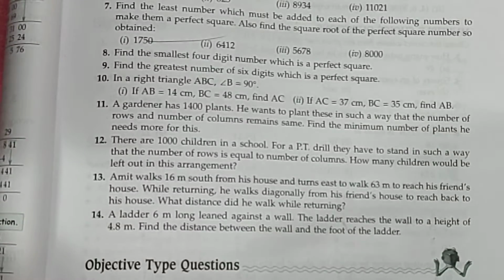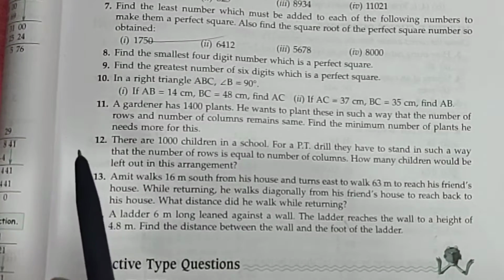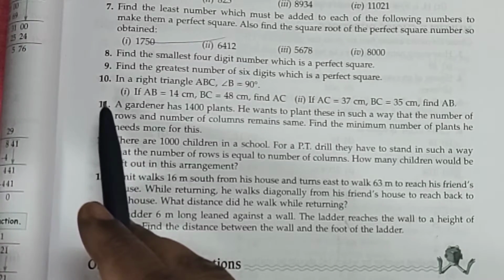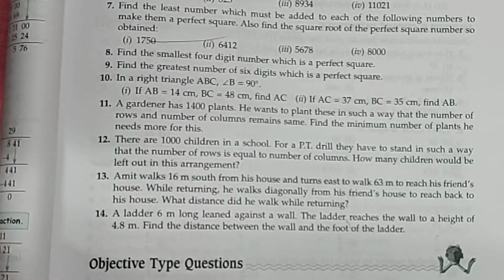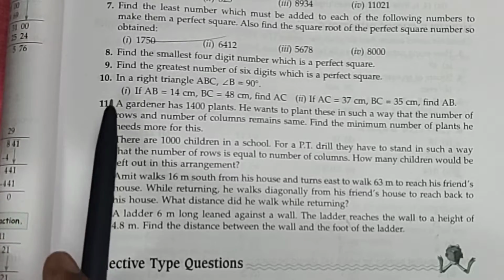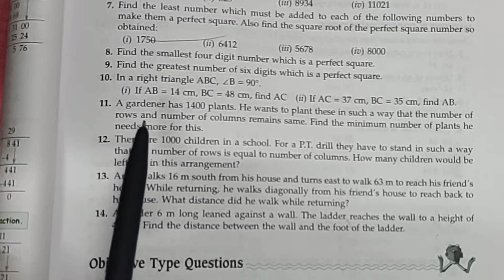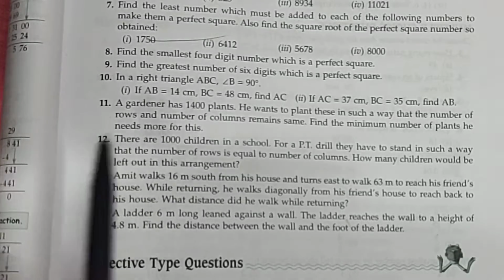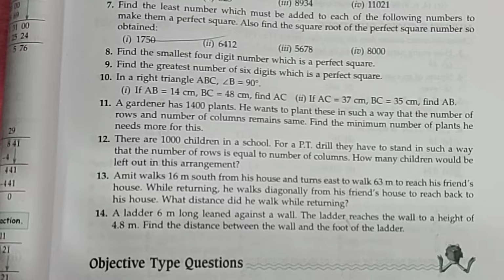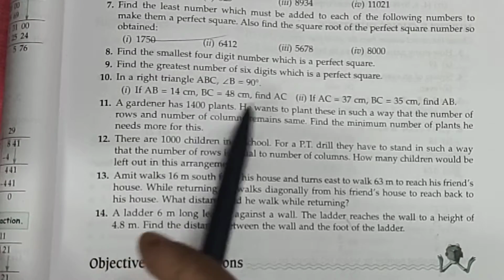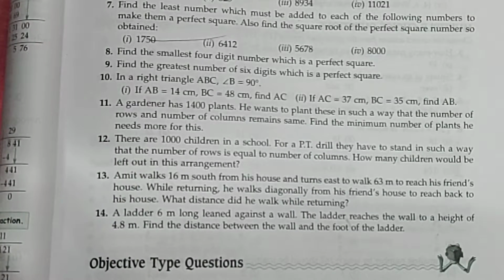Good morning, students. Let us start with question number 10 of exercise 3.4. The question is, in a right triangle ABC, angle B equals 90 degrees. If AB equals 14 centimeters, BC equals 48 centimeters, find AC. There are two questions. I will be doing the first one for you. Next question you will be doing on your own.